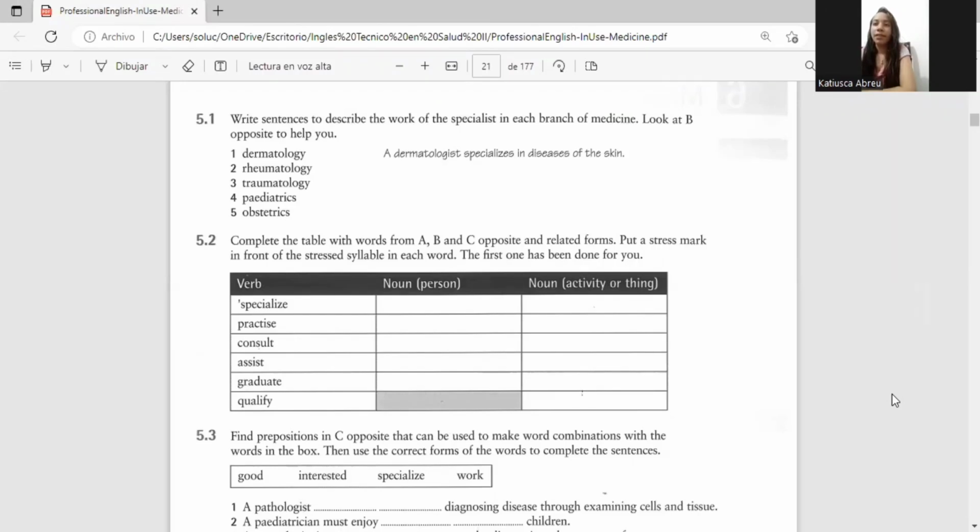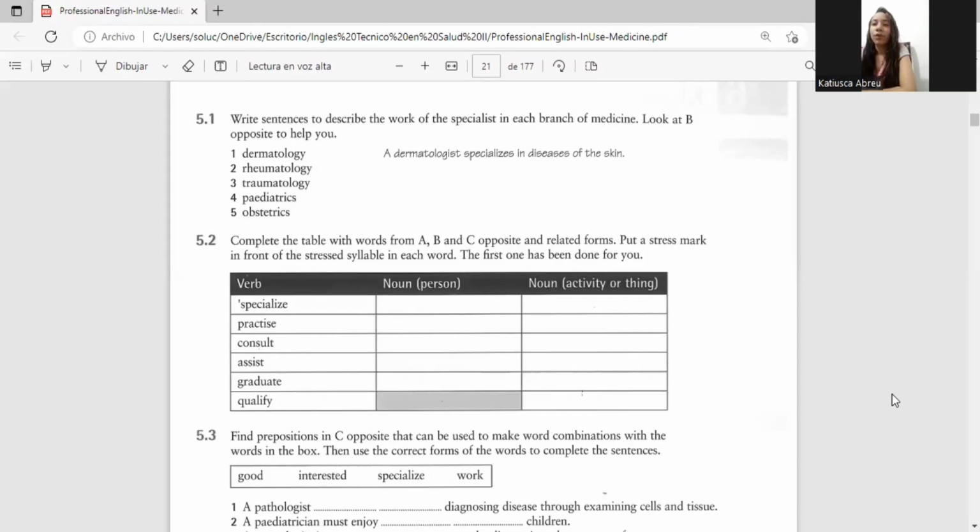Write sentences to describe the work of the specialist in each branch of medicine. Example, dermatology. A dermatologist specializes in diseases of the skin. Rheumatology. A rheumatologist specializes in diseases of the joint.